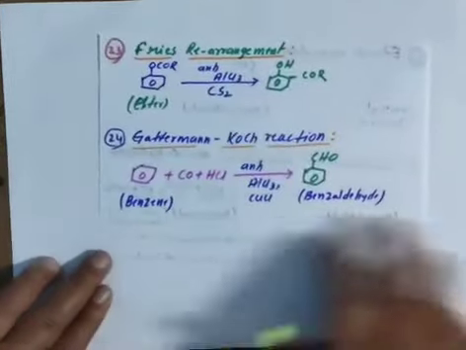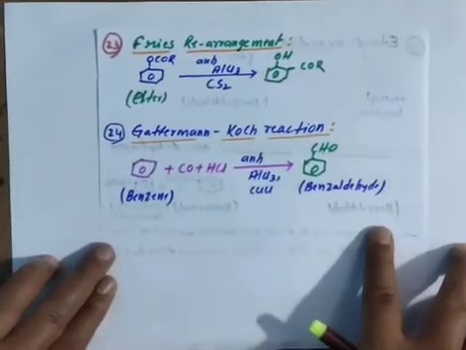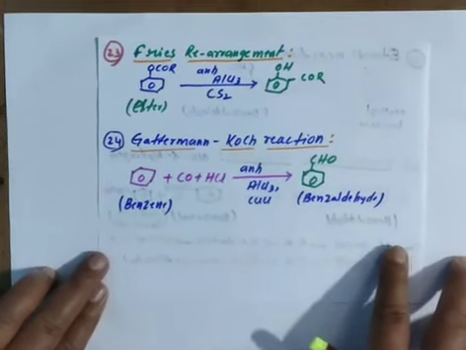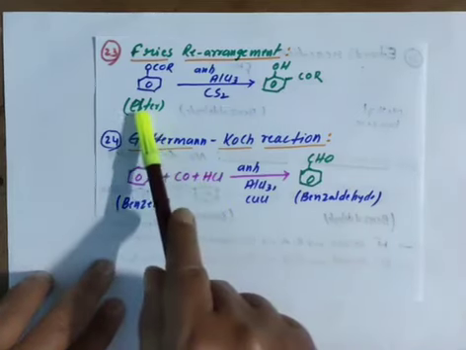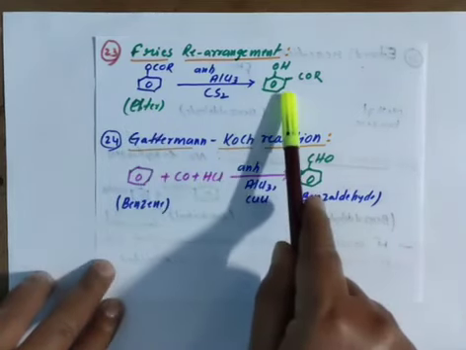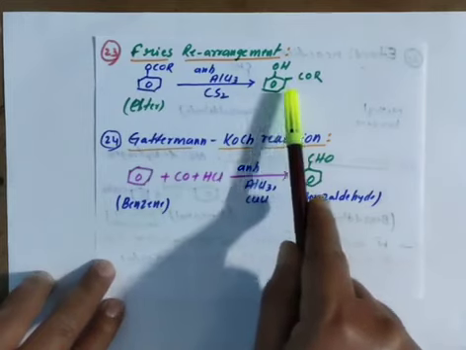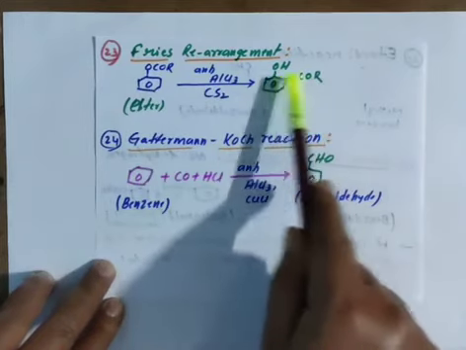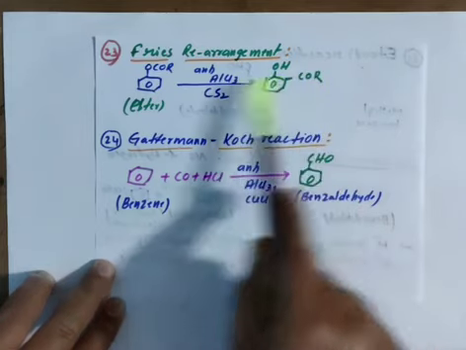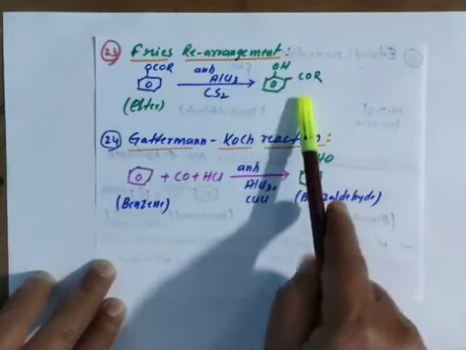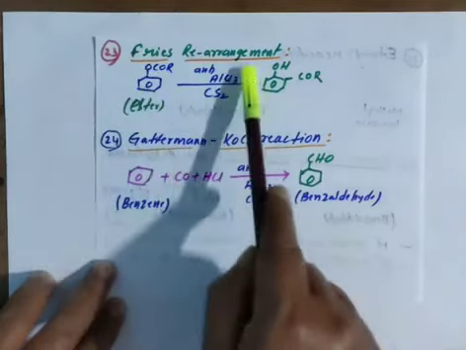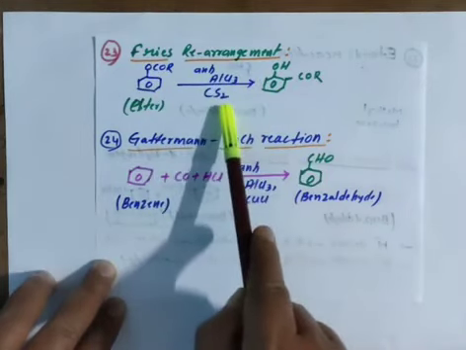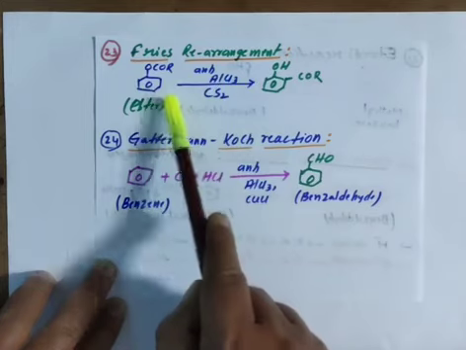Next, another important rearrangement reaction, that is the Fries rearrangement. See here, esters are converted to the respective products, meaning ketones: RCOOR to RCOR. So esters are converted to ketones. Here is the ester, RCOOR, in the presence of a Lewis acid and carbon disulfide. Rearrangement takes place.